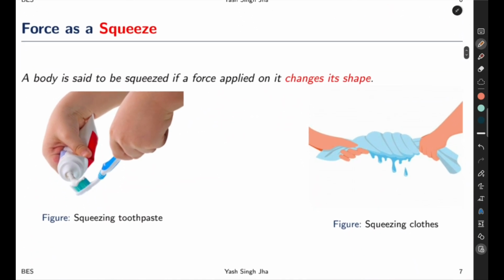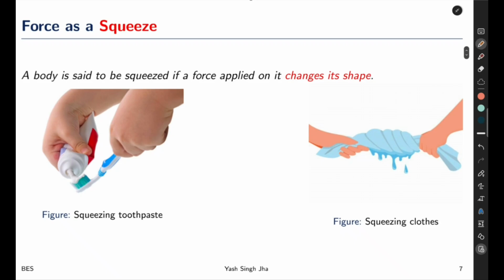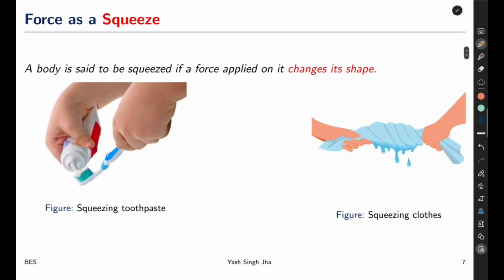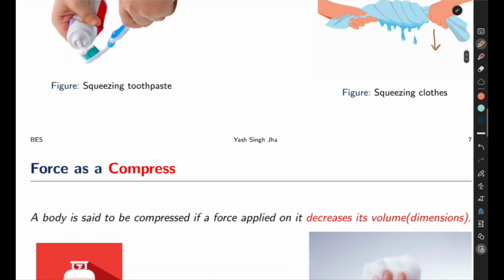Force can also cause squeezing. A body is said to be squeezed if a force applied on it changes its shape. The examples are something that we do daily. Squeezing a toothpaste to get the paste out, or before drying the clothes, we squeeze the clothes to get the water out. These are examples of force as a squeeze.